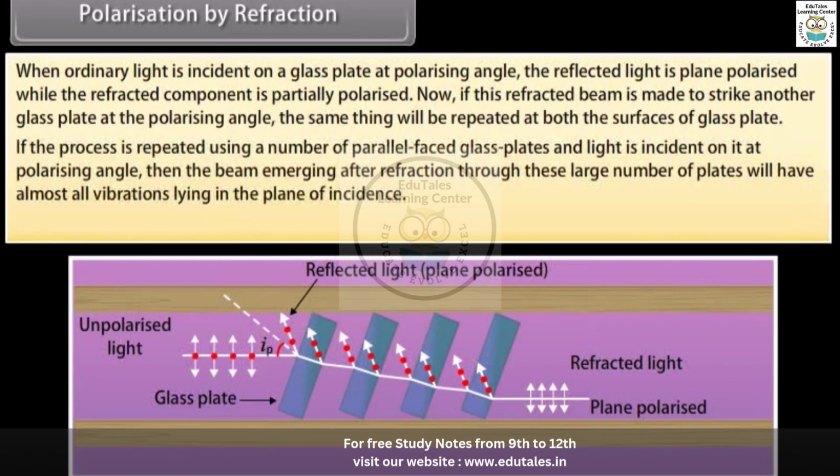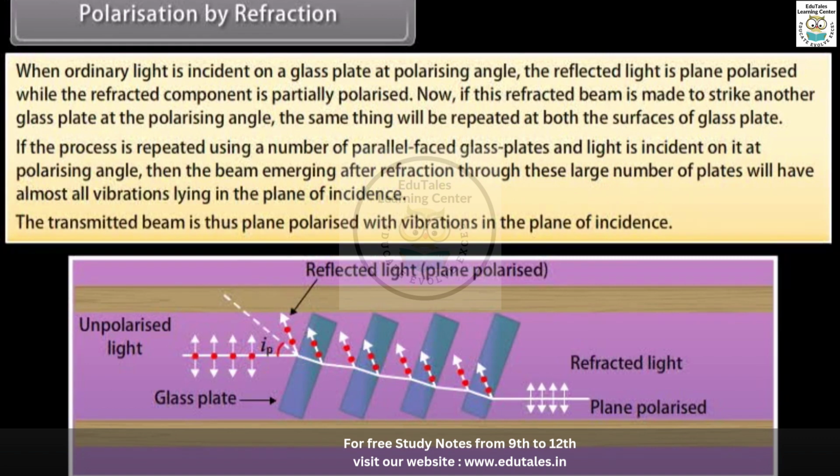If the process is repeated using a number of parallel-faced glass plates and light is incident on them at the polarizing angle, then the beam emerging after refraction through this large number of plates will have almost all vibrations lying in the plane of incidence. The transmitted beam is thus plane polarized with vibrations in the plane of incidence.